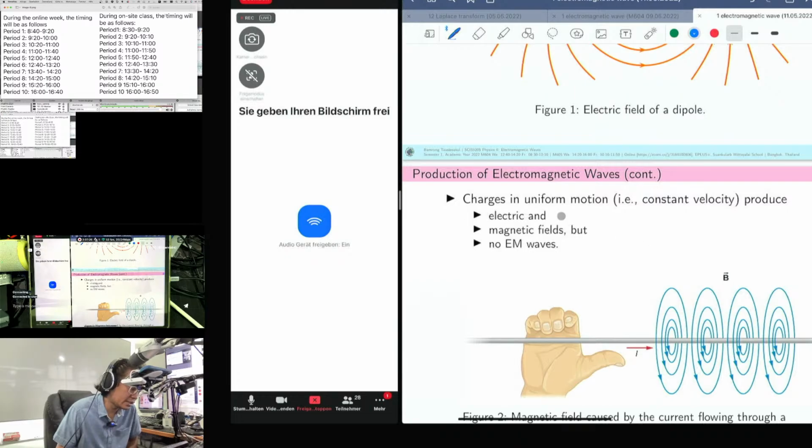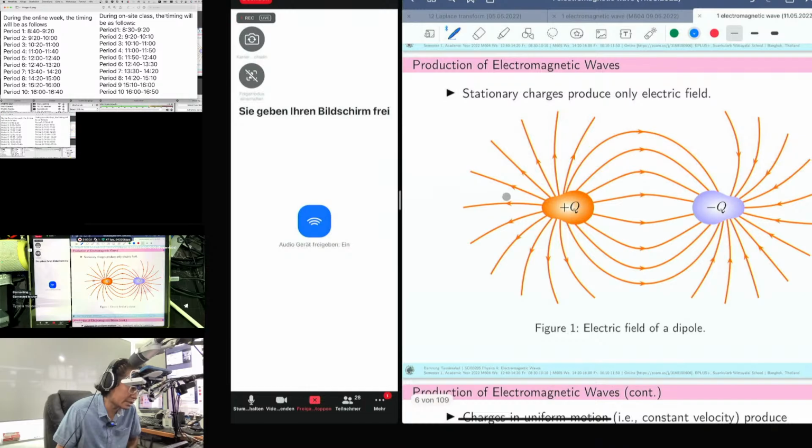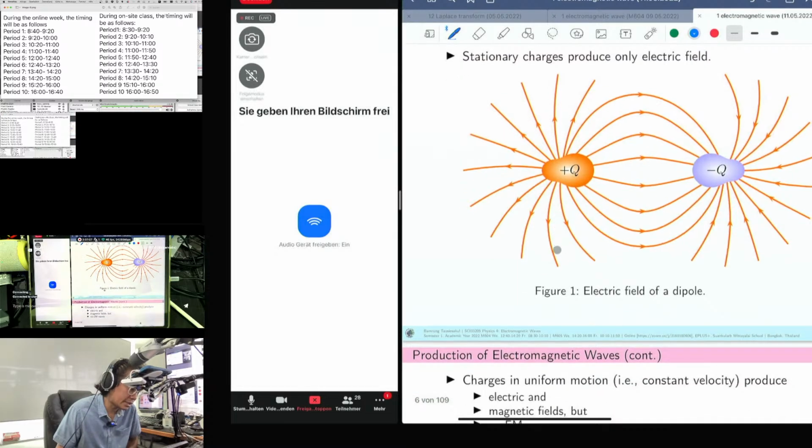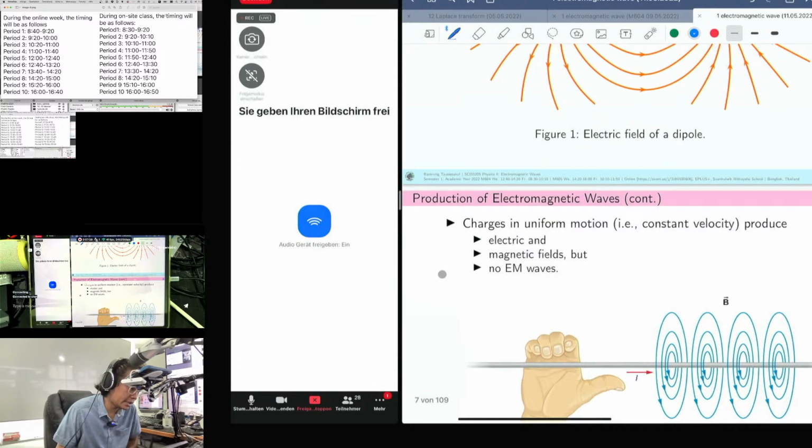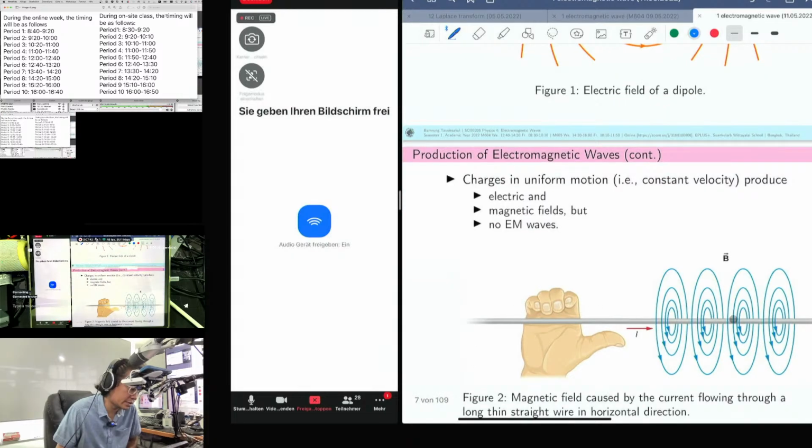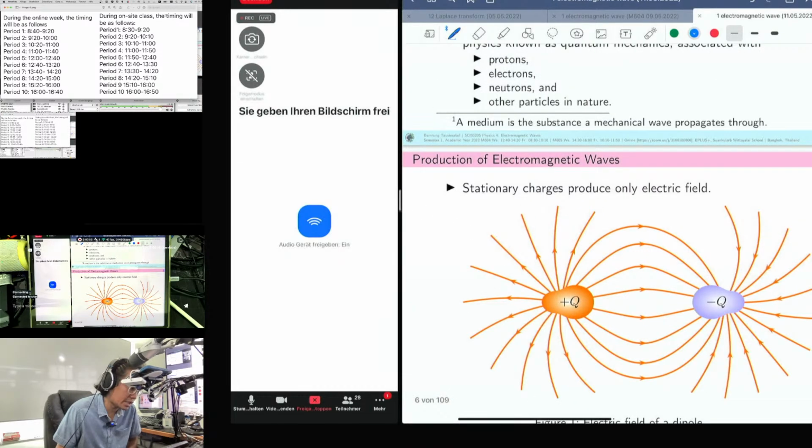The first one is the electric field, which of course will take place all the time because you have two types of charges. And the next one is the magnetic field. Magnetic field is induced from this figure. If you have a long straight copper wire, you're going to have a magnetic field according to the right-hand rule.